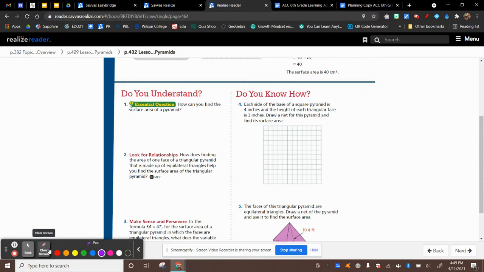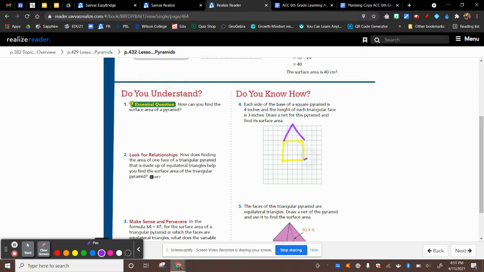number 4 first. Each side of the base of a square pyramid is 4 inches and the height of each triangular face is 3 inches. Draw a net and find its surface area. Okay, I started by drawing the base, which was a square, and it said that it was 4 inches, so I just did 4 blocks. And now I know the height of my triangle is 3, so if I go to the middle and count up 1, 2, 3 boxes, and then come down, that shows that's my height.